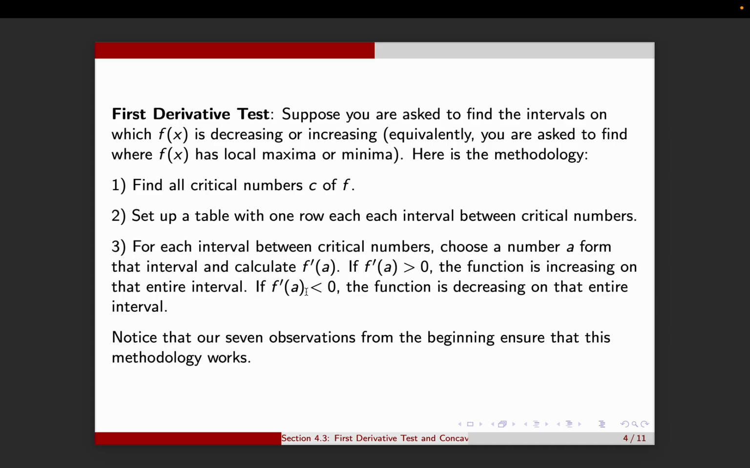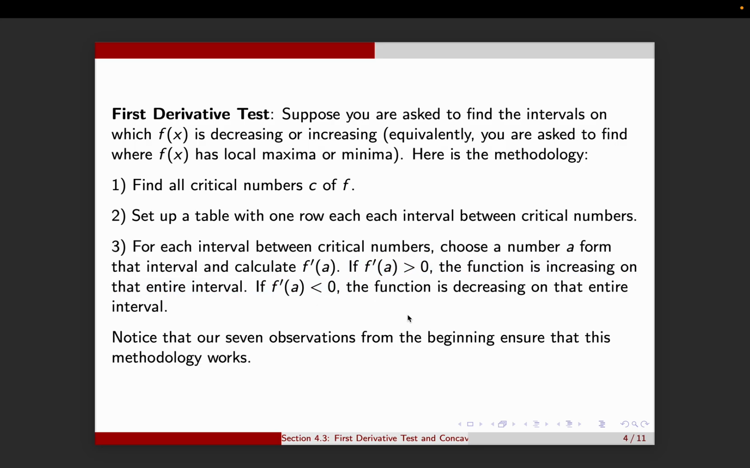But basically the logic is that if you have an interval between critical numbers, so let's say that x equals 2 and x equals 4 are your critical numbers. Between 2 and 4, there are no other critical numbers. Therefore, there's no peaks or valleys. You can't turn the function around. So between 2 and 4, the function either only goes up or only goes down, and you can just kind of test for that.